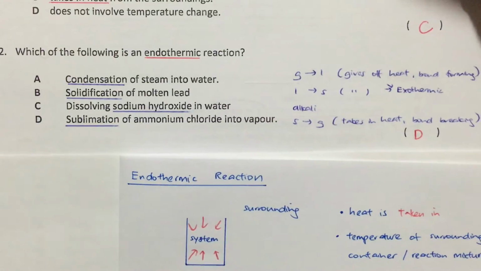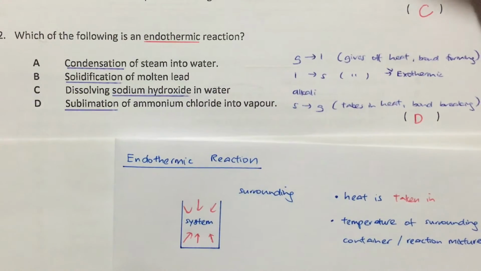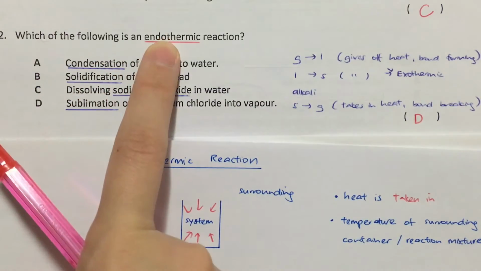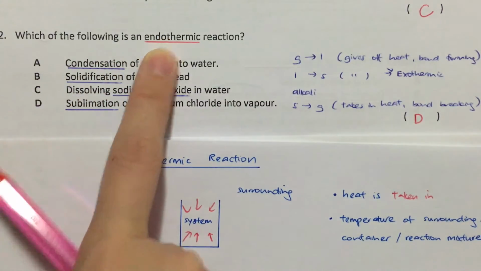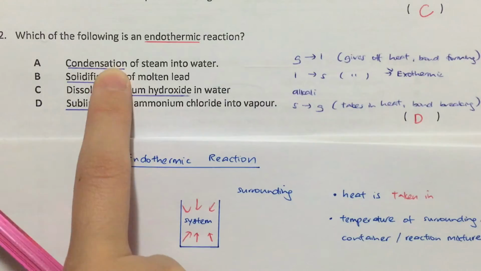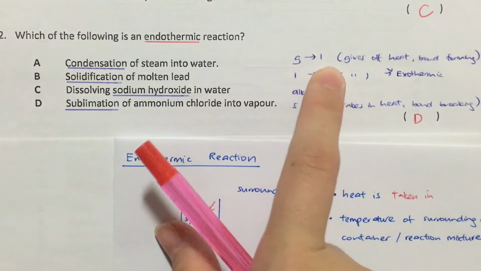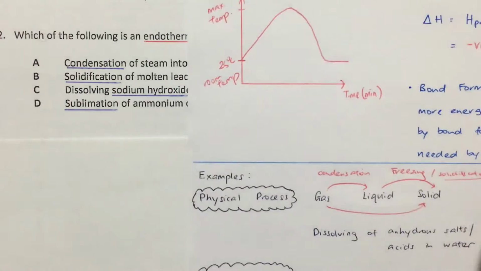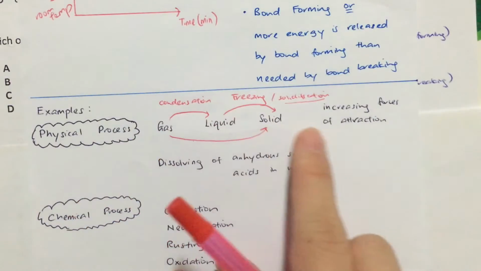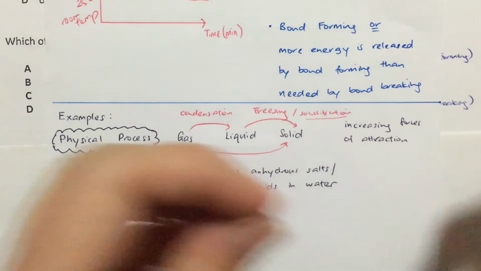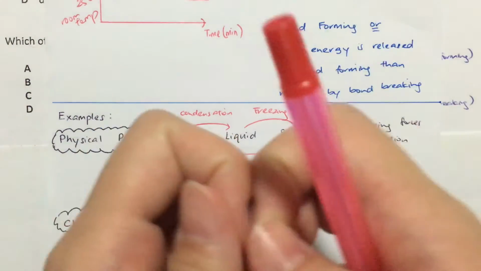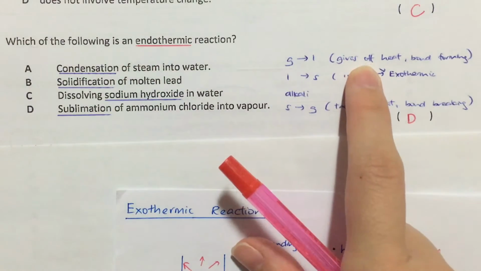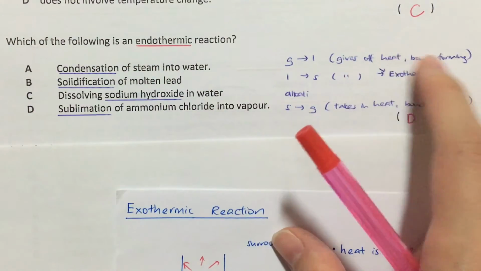Next one, endothermic. So let's take a look at what we have here. Endothermic means taking in of heat. Condensation means gas to liquid. So gas to liquid means we are trying to increase the forces of attraction. They are trying to come closer together, which is similar to bond forming. So condensation giving off heat is talking about bond forming.